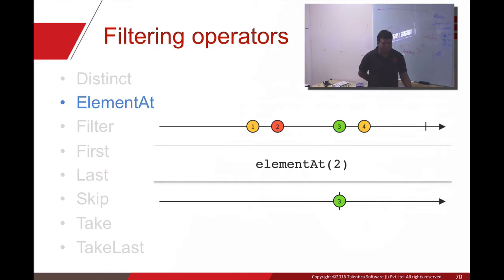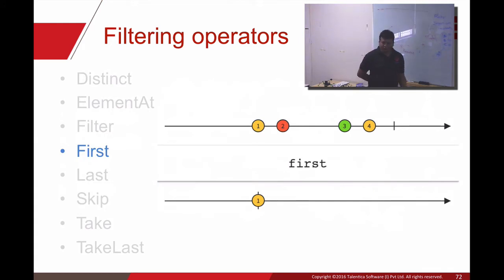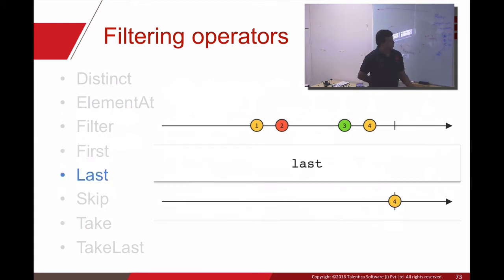ElementAt will give you one value, whichever is the position passed, and it will call onComplete. You see this dash, that's onComplete. You can filter based on some condition. The condition here is greater than 10, so it will only emit values greater than 10. You can take the first value. You can take the last value.